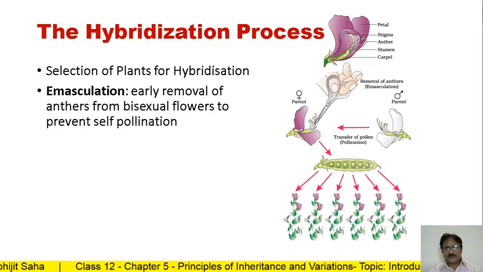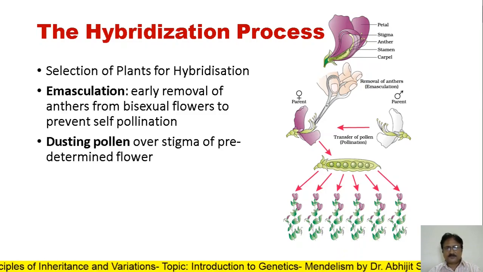Accordingly, the second step will be emasculation. What is emasculation? Here you can see that with the scissors, they are cutting off the male part, that is the stamens. So emasculation means early removal of anthers. The anther removal is required so that at any cost there is no self-pollination in the hybridization process. So this will prevent self-pollination.